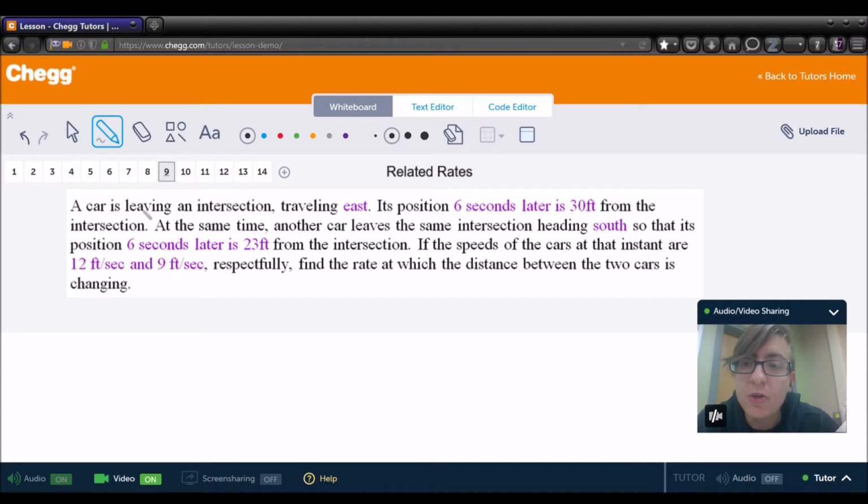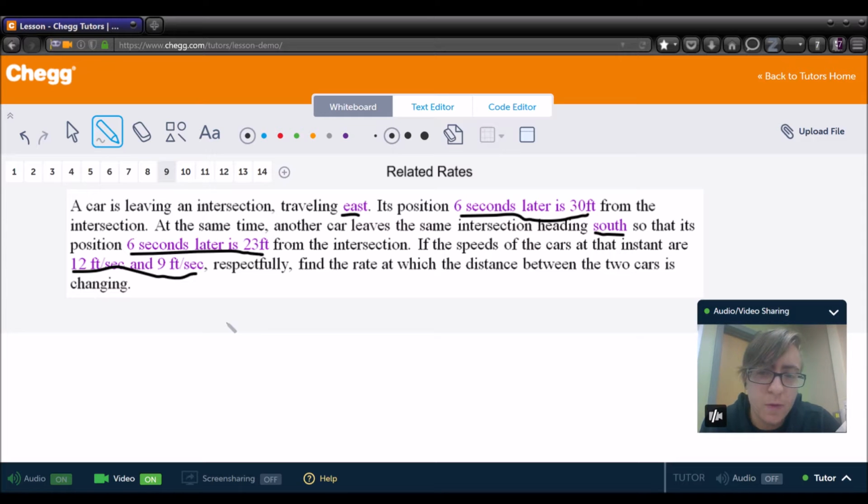A car is leaving an intersection traveling east. Its position 6 seconds later is 30 feet from the intersection. At the same time, another car leaves the same intersection heading south, so that its position 6 seconds later is 23 feet from the intersection. If the speeds of the cars at that instant are 12 feet per second and 9 feet per second respectively, find the rate at which the distance between the two cars is changing. Wow, how are you going to go about this?